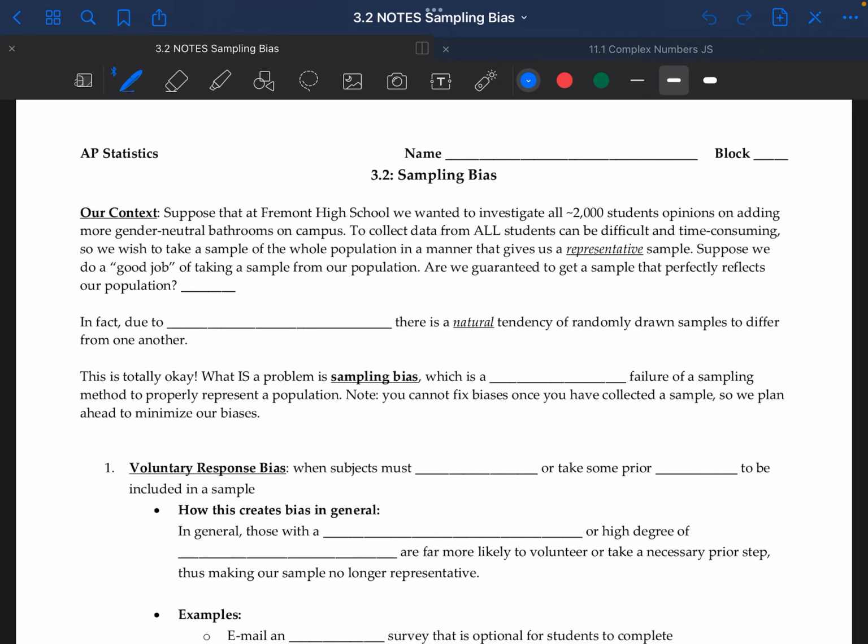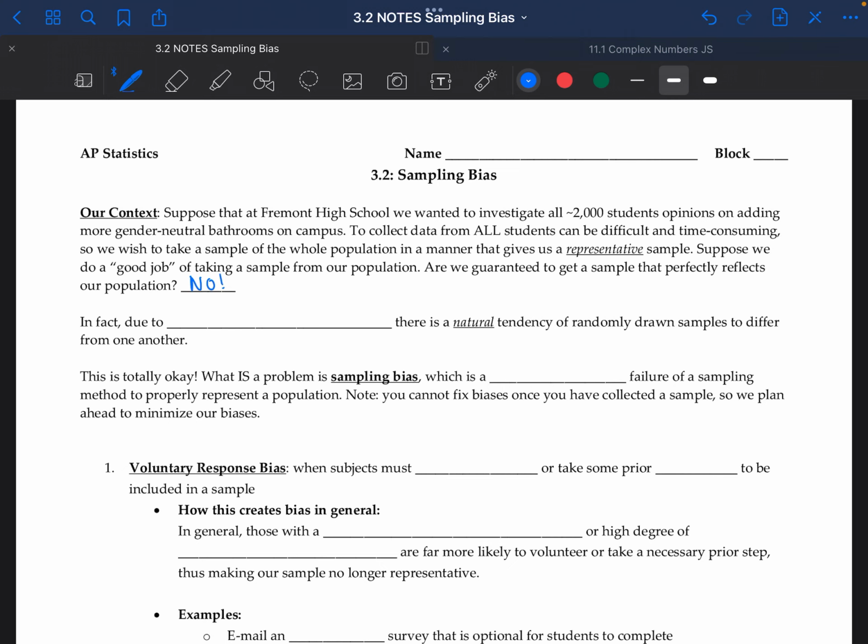So let's suppose we do a quote unquote good job of taking a sample from our population. And what is a good job? We'll talk about different ways that are good to sample in the next notes. But are we guaranteed to get a sample that perfectly reflects our population? No, absolutely not.